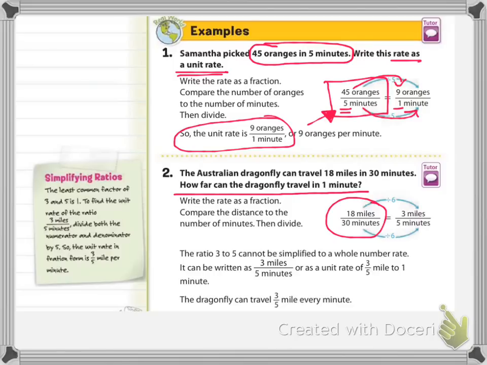So what the book did here, and I'm not really liking this example, but it is important that you understand how they did it. What the book did here does explain that the ratio of 3 to 5 cannot be simplified to a whole number rate.